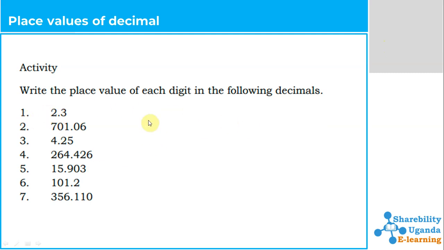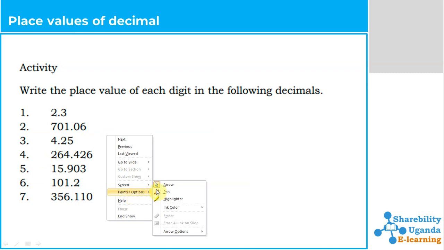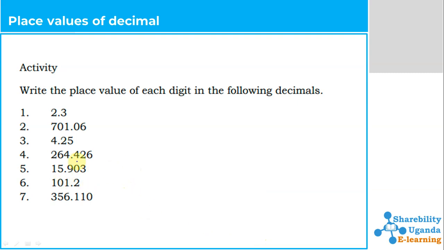Okay, so this is our number 1. They want us to write the place values of each digit in the following decimals. Our number 1 here, our number 2 here, our number 3 up to 4. So we shall do all these numbers or some of them. So let me get my pen here, and let me go with that color. Alright, so this is the number that we are having. We are going to write our solution from here.